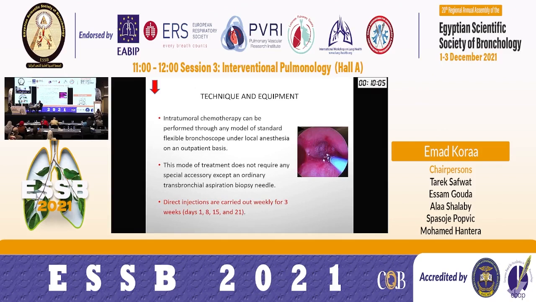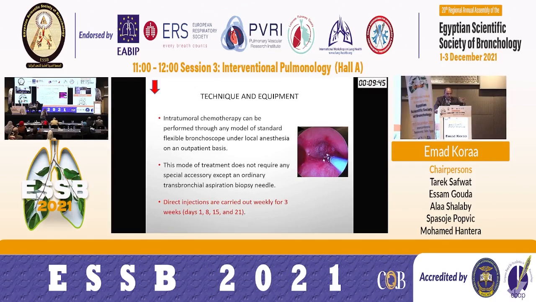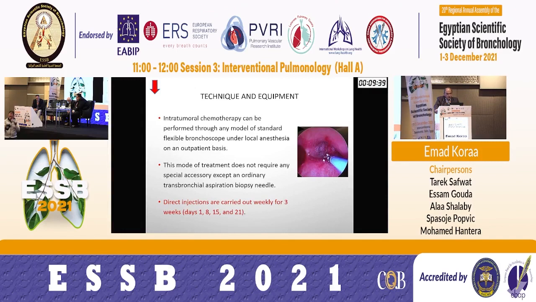What is the technique and the equipment used for intrabronchial or intratumoral chemotherapy? This can be performed through any model of standard flexible bronchoscopy and can be done under local anesthesia as well. So the patient may come to the outpatient clinic to be injected and return home at once. This mode of treatment does not require any special accessory except an ordinary transbronchial aspiration needle. Direct injections are carried out weekly for 3 weeks: day 1, day 8, day 15, and day 21. 4 sessions in 3 weeks.